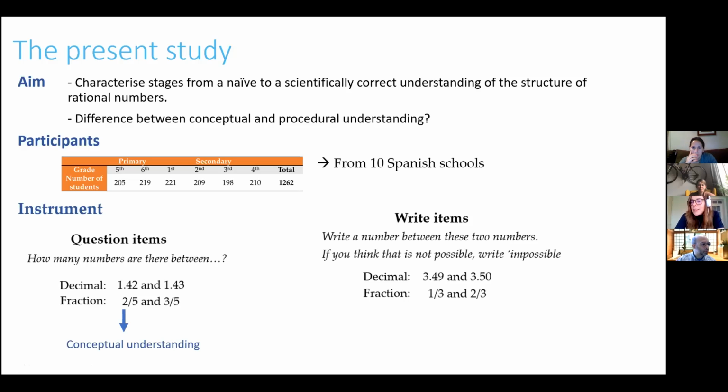While other types of items have been used to investigate this understanding of density, and I also used it myself and put the sum score of both question and write items as density understanding. However, we think that these write items, where you have to really write a number between two different numbers, are more investigating the procedural understanding of density.